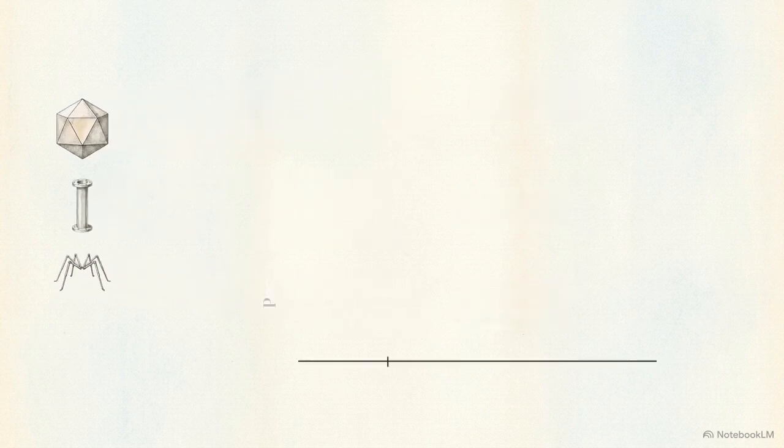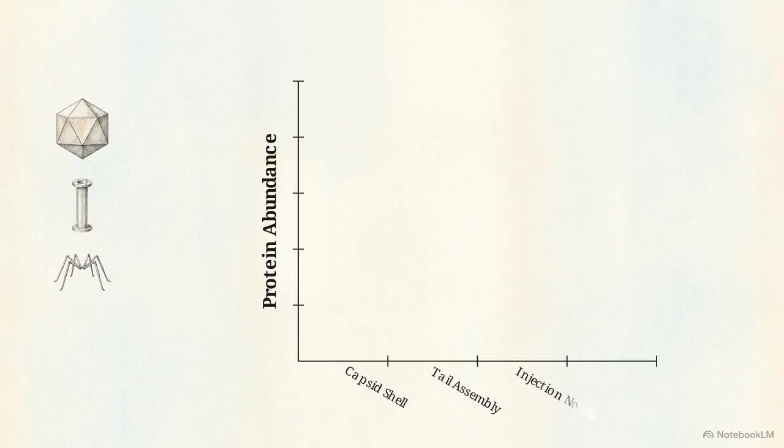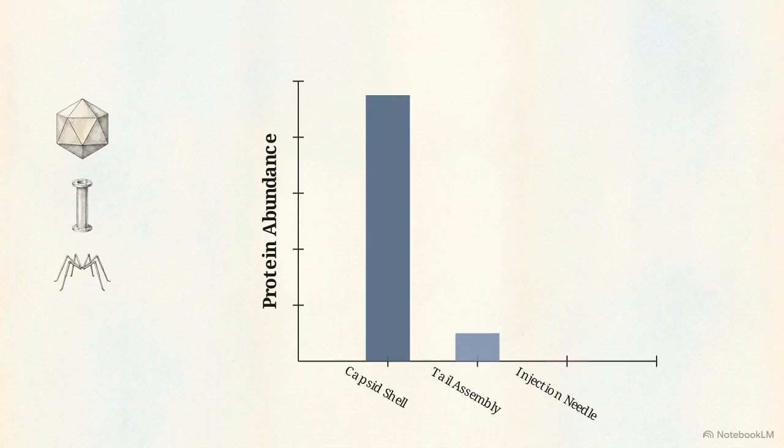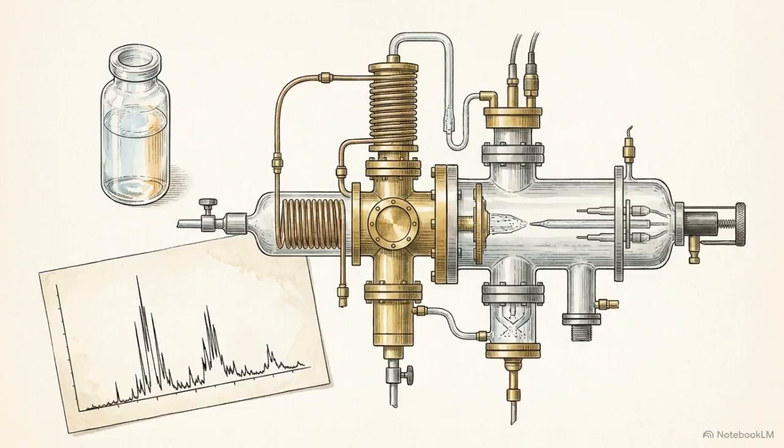A complete virion is constructed from proteins that vary drastically in abundance. Some form massive outer shells, while others are tiny, single-copy components of the injection machinery, making them incredibly difficult to isolate together. We cannot just sequence a virus to know its capabilities. We must physically dismantle it and map the pieces using mass spectrometry.